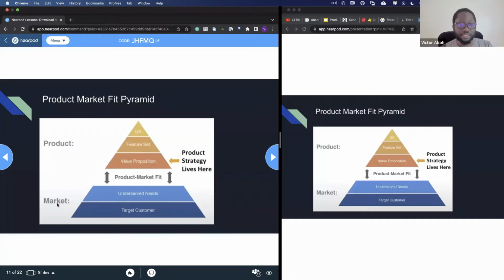But in any case, you have your market, which is a combination of your target market and your underserved needs. And at the top is your value proposition, your feature set, and your user experience. And your product strategy lives in that value proposition box. That's how you're saying, these are the problems I want to solve for my customer. And then it ultimately helps you come up with the value propositions that you want to use.